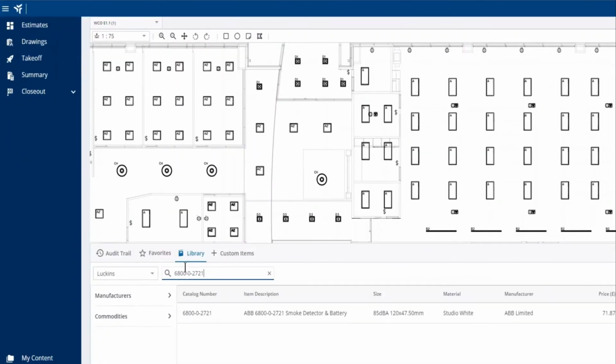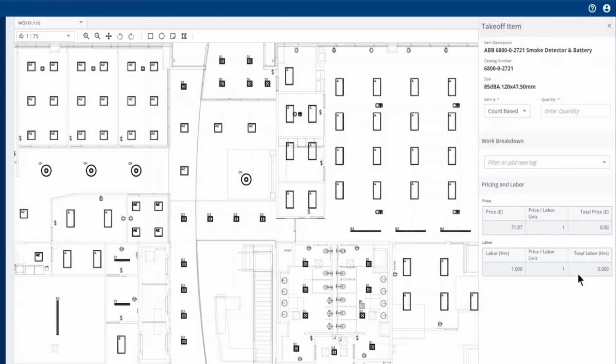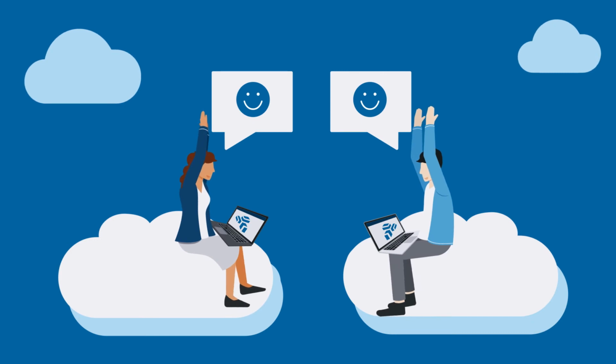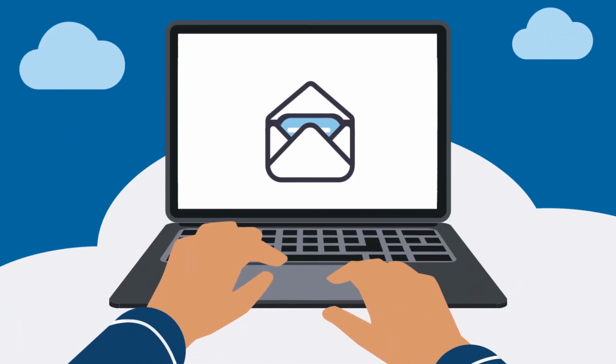Once ready, they can start sourcing products, pricing materials, and defining labor fit times with access to the Lucky's content library. Look at them, eliminating errors and creating a more repeatable process. They're unstoppable. The bid is in.